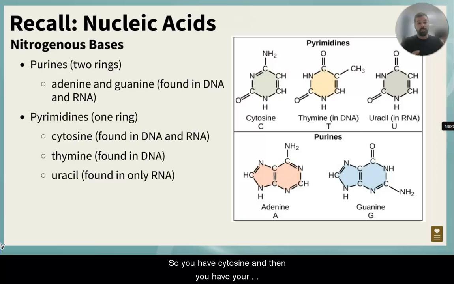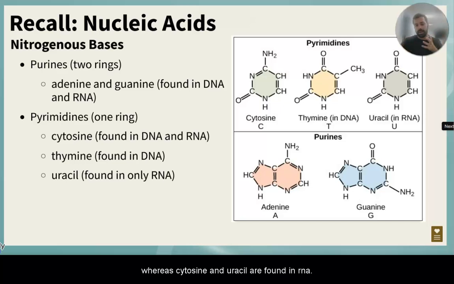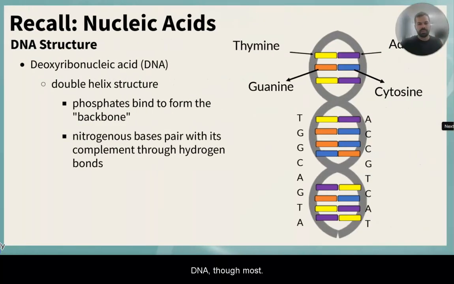And then you have your pyrimidines, which are cytosine, thymine, and uracil. Slight differences in their structure. Cytosine and thymine are found in DNA, whereas cytosine and uracil are found in RNA. So uracil takes the place of thymine when we're talking about RNA versus DNA. We're mainly talking about DNA, though. Mostly.